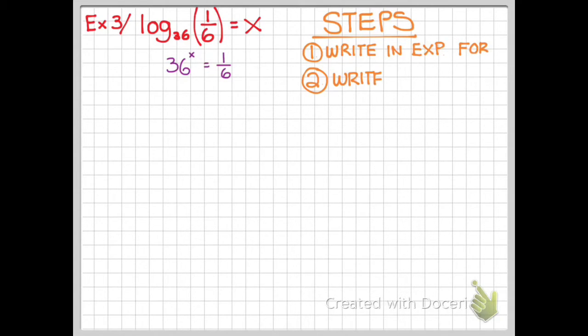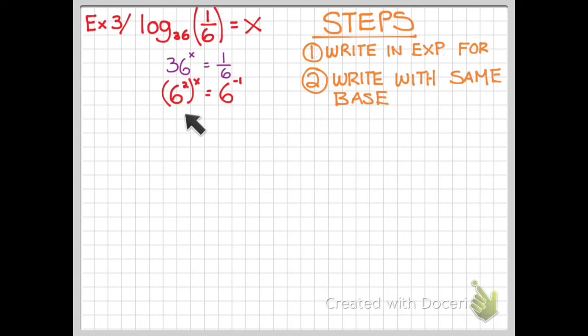Next, I want to write the equation with the same base, like we did in the first example. If you want to go back and look at example 1 from this section, it's very similar to this step. So 36 can be written as a power of 6, 1/6 can be written as a power of 6. So 36 is 6 squared. Put parentheses around it and raise it to the x power. 1/6 can be written as 6 to the -1 power.